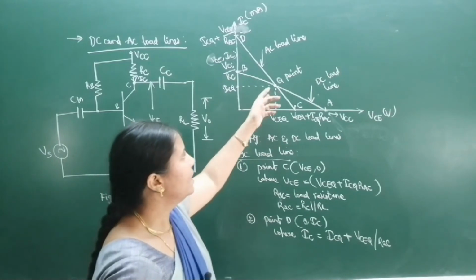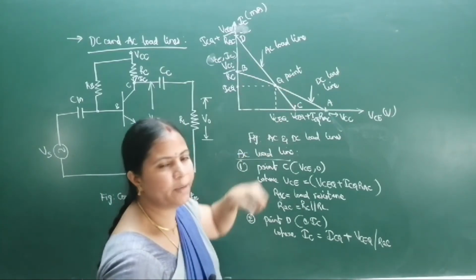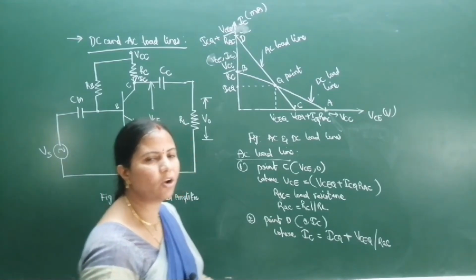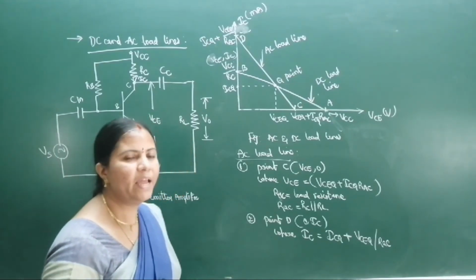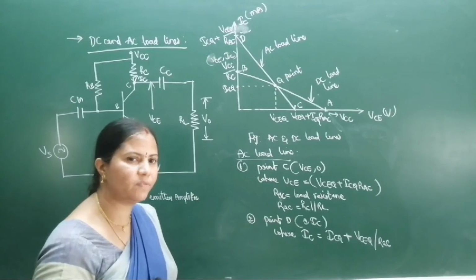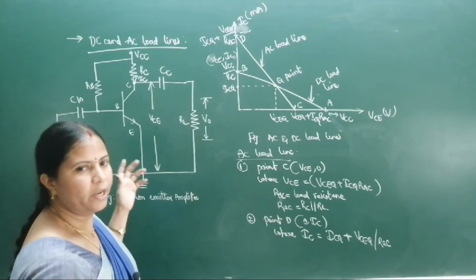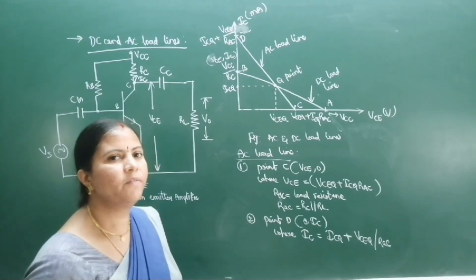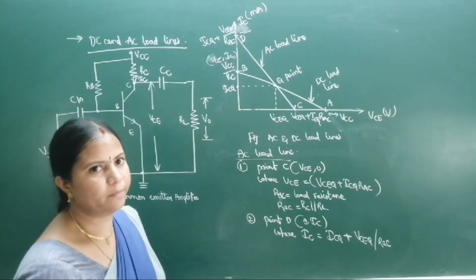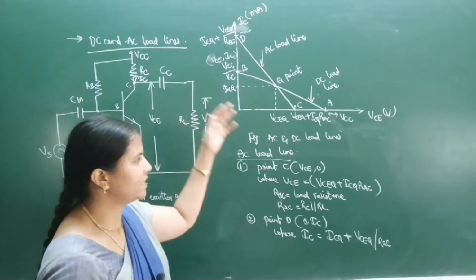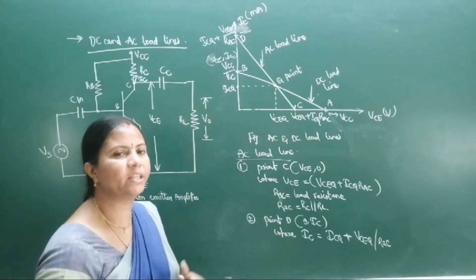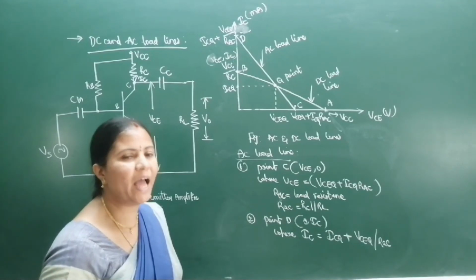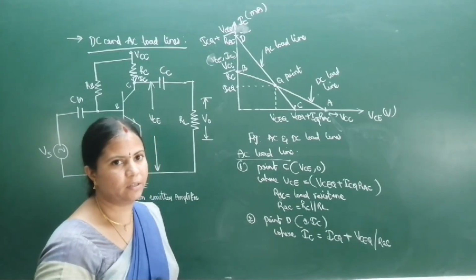Like this you can evaluate the operating point by intersecting the AC and DC load lines. So this is the concept of the DC load line and AC load line. The DC load line exists when you are not applying any input signal, that is, in the absence of the signal. The AC load line exists when we are applying the input signal. So by the intersection of the AC and DC load lines, you will get the operating point. Always this operating point exists in the active region of the transistor.